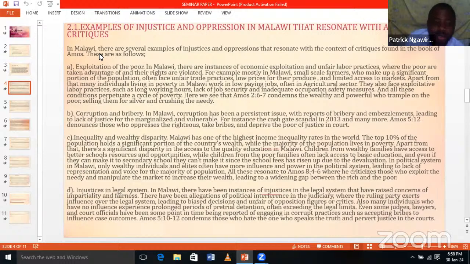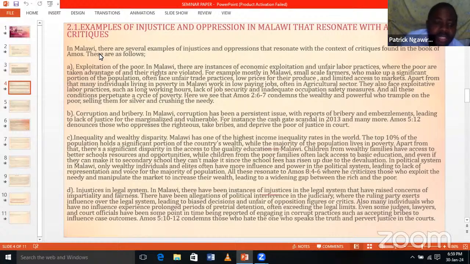Here, Amos 5, verse 12 denounces those who oppress the righteous, take bribes and deprive the poor of justice in court. The third example is inequality and wealth disparity. Malawi has one of the highest income inequality rates in the world. The top 10% of the population holds a significant portion of the country's wealth, while the majority of the population lives in poverty. Here we can see that only a few people are the richest in Malawi, while a huge number of people are still poor.